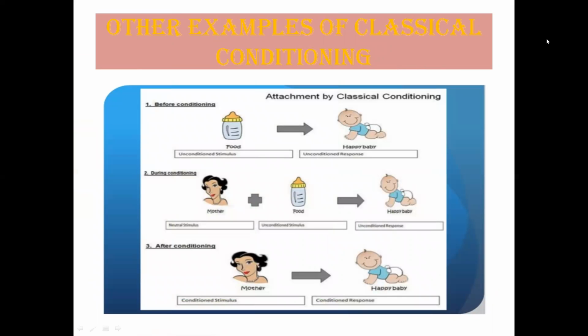You can relate to these other examples from daily life. You can see here that the baby, on seeing the food, which is an unconditioned stimulus, is happy. That is an unconditioned response. Now, during the conditioning, the mother came in front of the child and then she produced the food. So the baby was again very happy. And after conditioning, the sight of the mother brought a happy reaction on the face of the child.